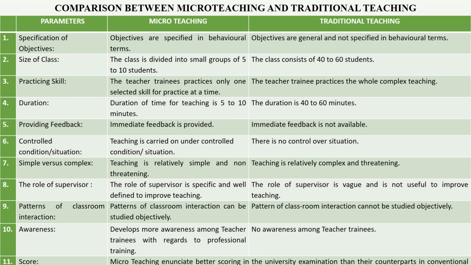The patterns of classroom interaction can be studied objectively in microteaching, but the patterns of classroom interaction cannot be studied objectively in traditional teaching. Microteaching develops more awareness among teacher trainees with regard to professional training, but there is no such awareness among teacher trainees in traditional teaching. Microteaching trainees also score better in the university examination than their counterparts in conventional teaching.